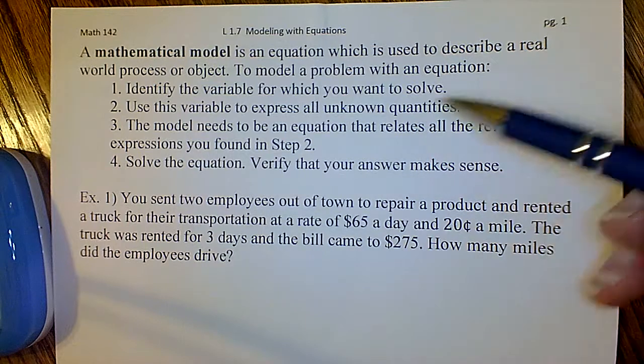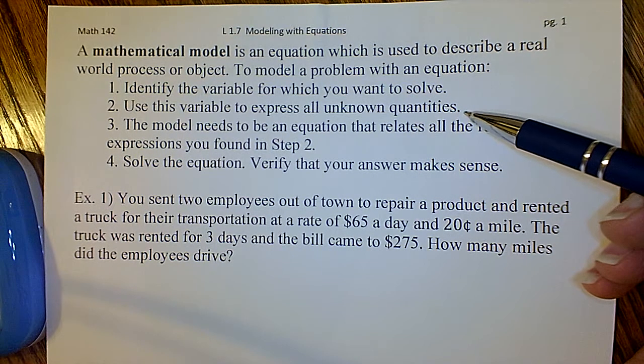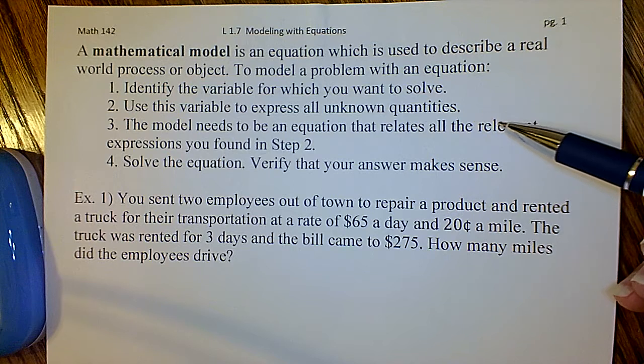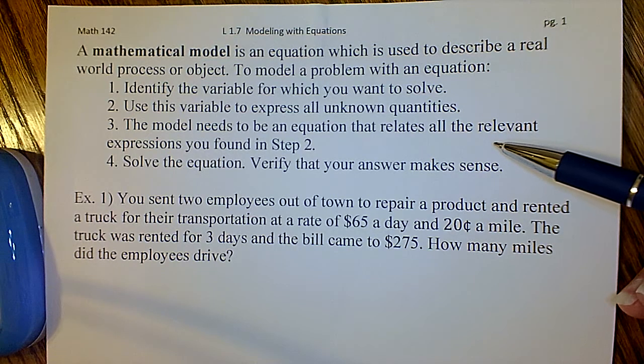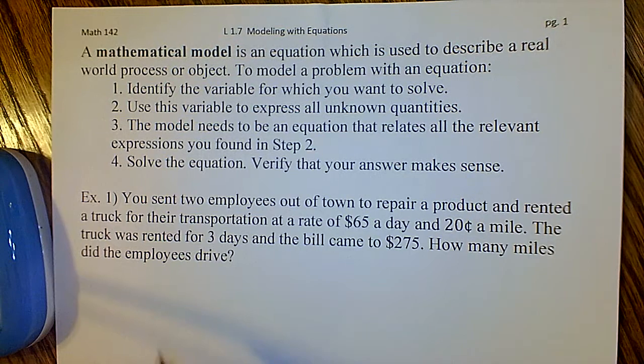Identify the variable for which you want to solve, and then use that variable to express all the unknown quantities. This model needs to be an equation that relates all the relevant expressions that you found in step 2, and then solve the equation and verify that your answer makes sense in that situation. So let's look at the first example.